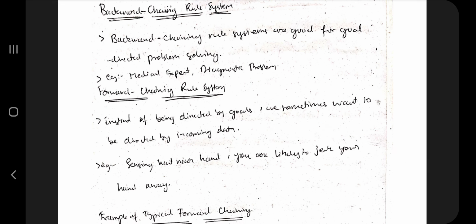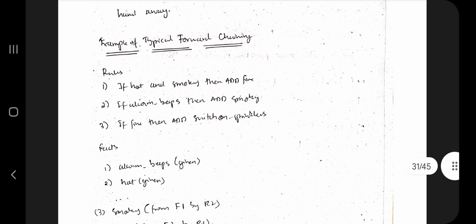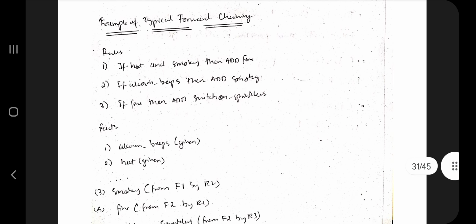These two things you have to write after that, okay. After that you can write some examples of typical forward chaining in case of the AI. So how will AI be looking in forward chaining is you have to give some rules here, okay.